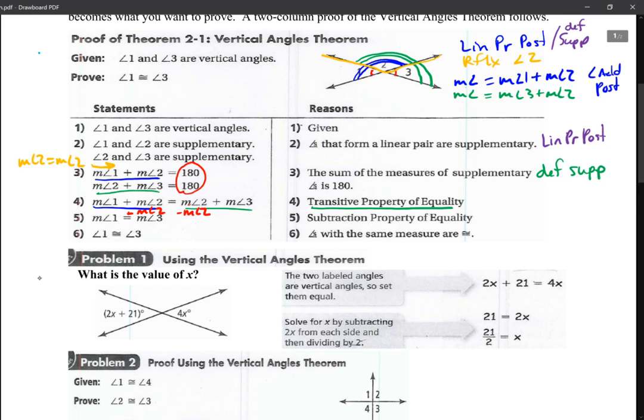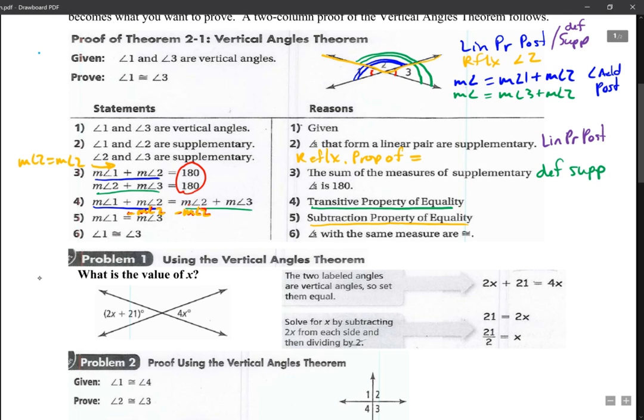And what lets us do that? The reflexive property of equality. Because if we're going to subtract it down here, if we're going to subtract the measure of angle 2 from both sides, we need to be able to say that the measure of angle 2 equals the measure of angle 2, so that we are subtracting the same thing from both sides. So to get to step 5, that's just the subtraction property of equality.